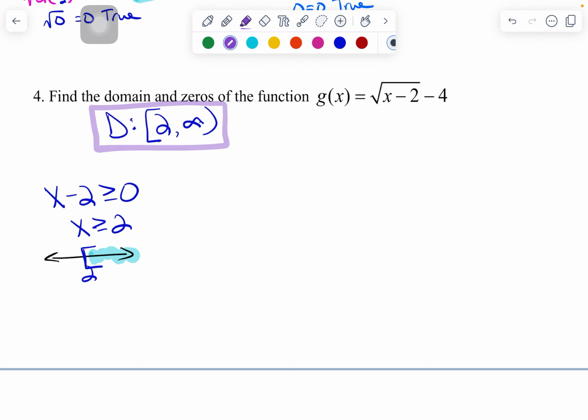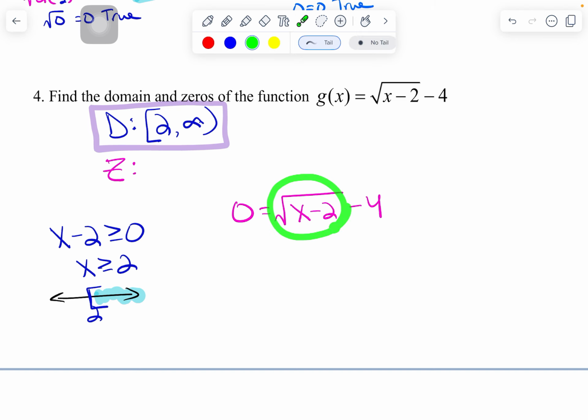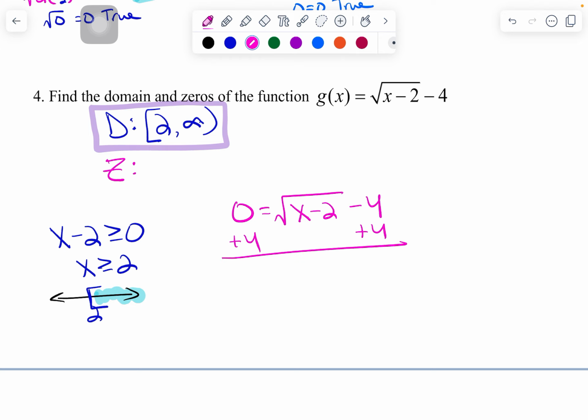And of course, we also need to find, I'm going to do z for zeros. Give myself a little space here. So slide that on down. And z for zeros, or zero singular, it doesn't matter to me. What we're going to do is take this whole function and just set it equal to 0. So 0 is equal to square root of x minus 2, minus 4. So I want to get the root by itself. So I'm going to go ahead and add 4 to both sides.